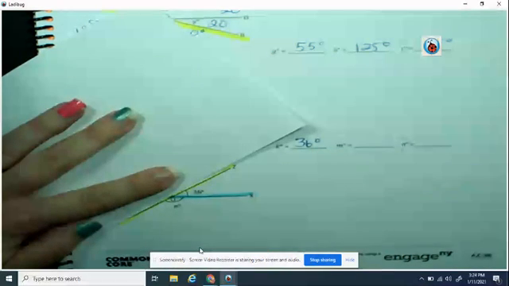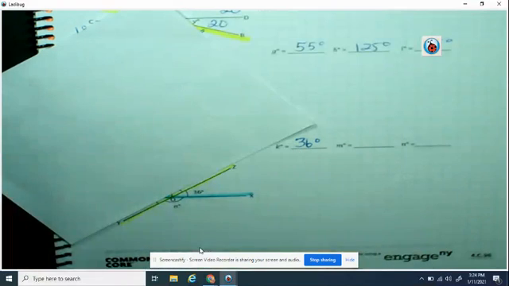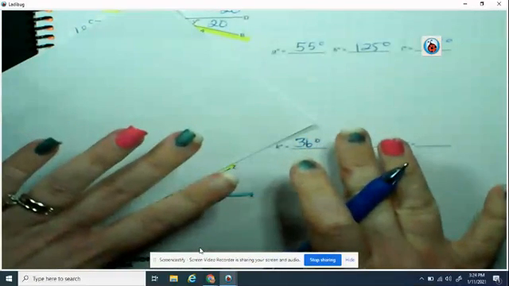And I like to use another piece of paper because it just helps me not be confused. Okay, look at my nails, they're awful. I need to paint those things.